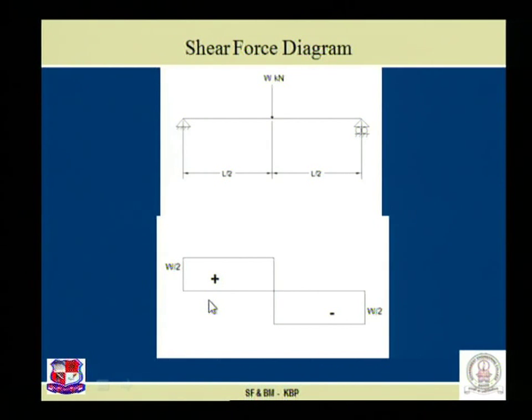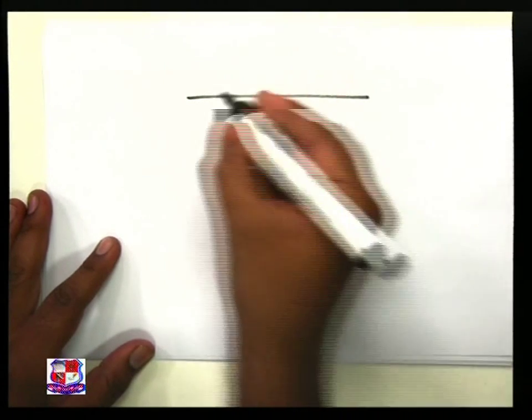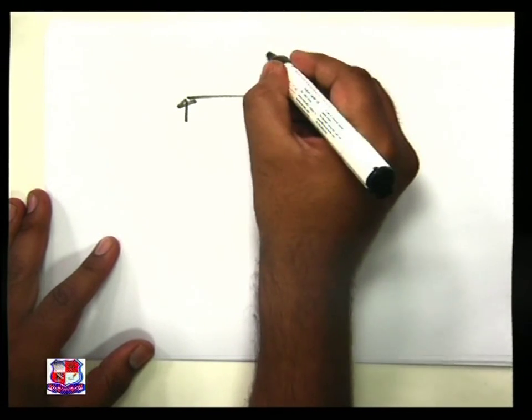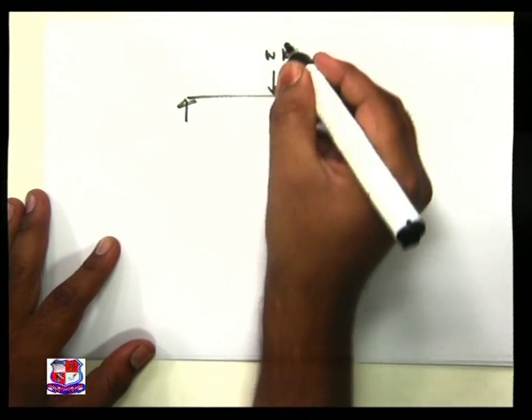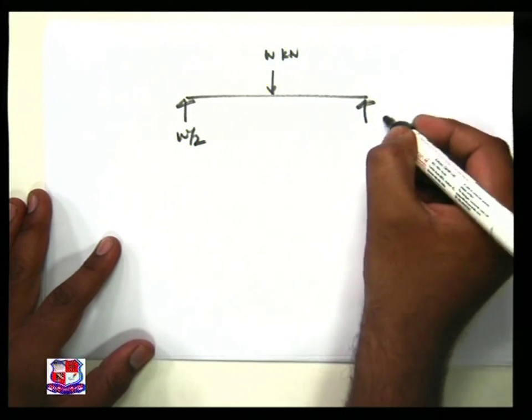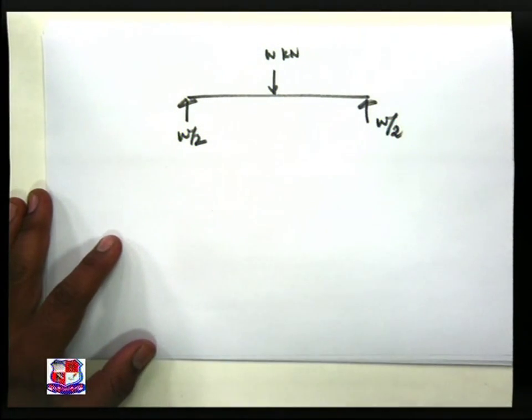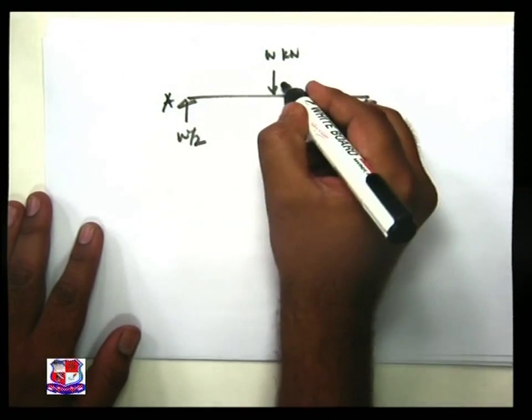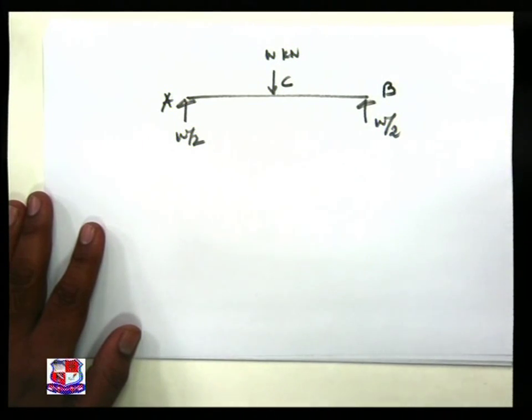Next, let us see how to plot the variation of bending moment diagram. Given beam is a simply supported beam. Central point load is W. Reactions are W by 2, W by 2. Now, this is my A point, C point and B point.